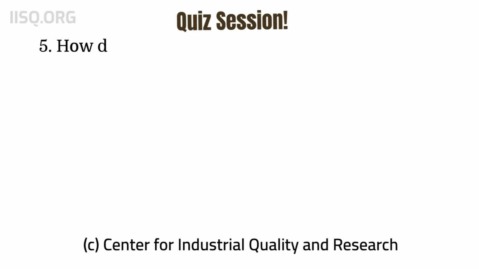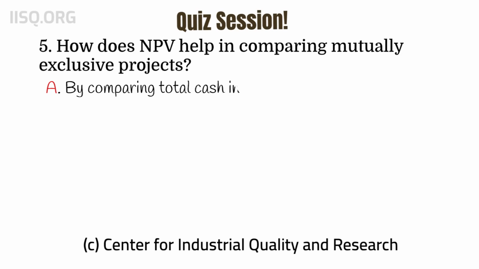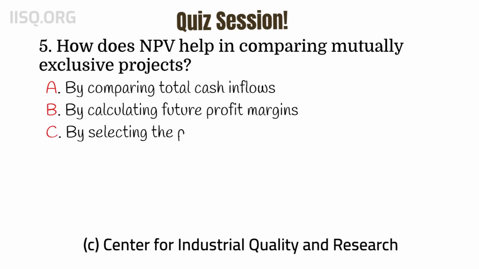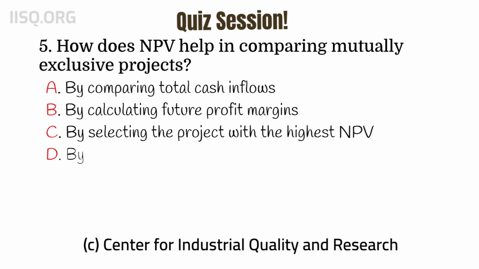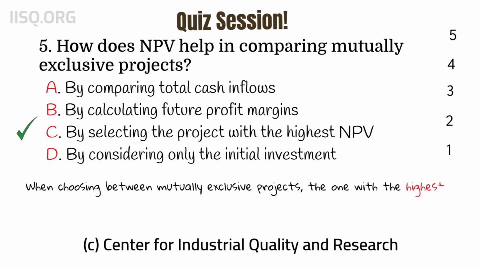Next, how does NPV help in comparing mutually exclusive projects? The options are: by comparing total cash inflows, by calculating future profit margins, by selecting the project with the highest NPV, by considering only the initial investment. The correct option is C. When choosing between mutually exclusive projects, the one with the highest NPV is usually the best choice, as it promises the highest value addition.